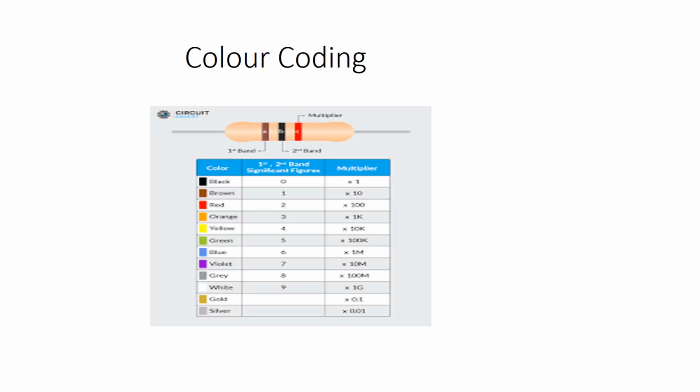Color coding is the process to determine the value of resistance for a resistor. A resistor is coated with four color bands where each determines a particular value. The first two colored bands indicate the first and second digit of the value, and the third color band represents the multiplier, the number of zeros added. The fourth color band indicates the tolerance value.